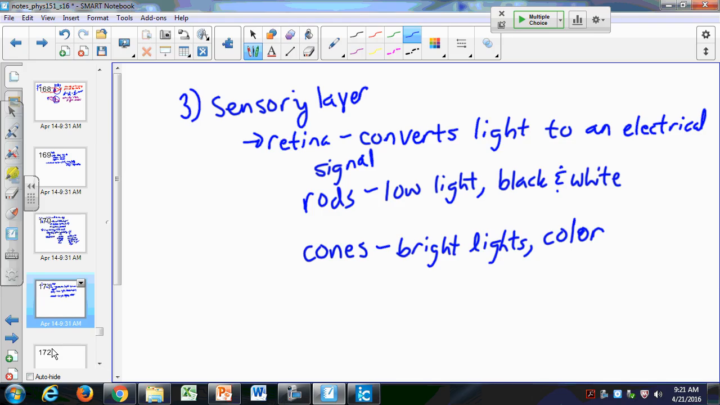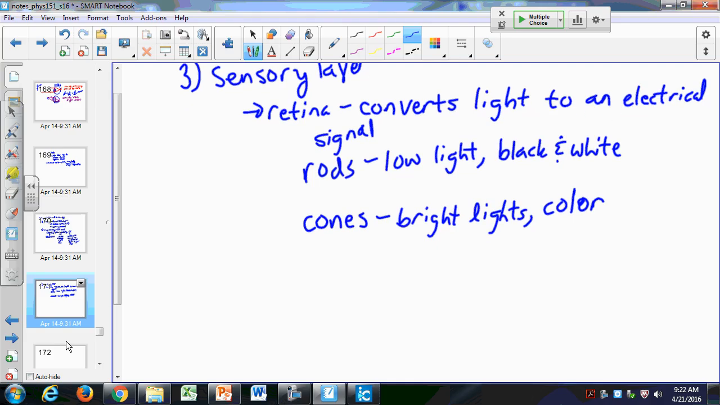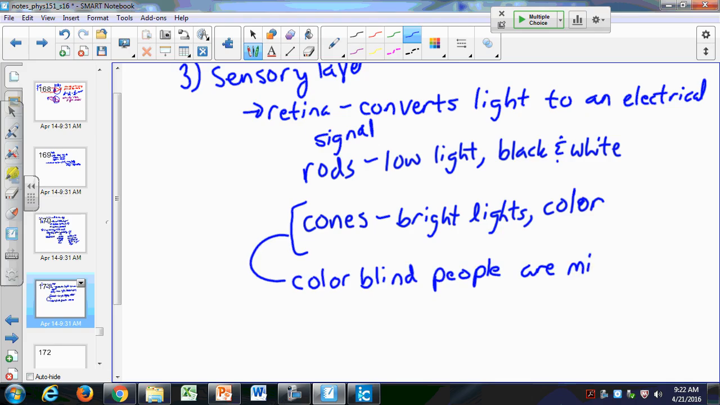You don't need to write this down, but it's my understanding that babies have more rods than cones when they're born, so they're more sensitive to black and white. People who are colorblind are missing some of these cones.